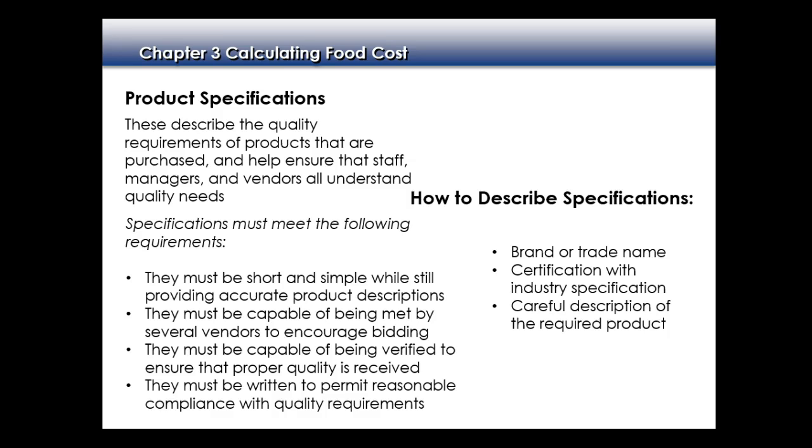Certification with industry specification. So maybe you're looking at more of a USDA choice ribeye steak, 6 to 8 ounces. Or maybe you're just looking for grade A extra large eggs. That's what they're trying to say here.